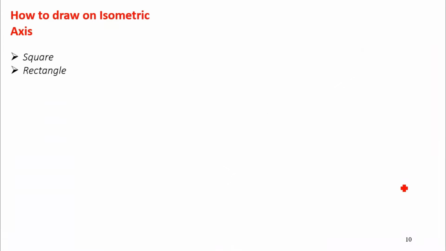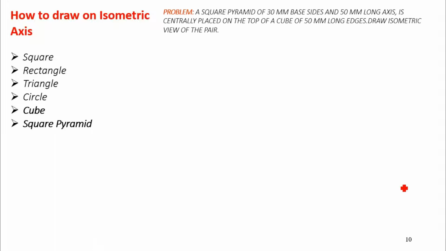So let's see one more object, how we draw a square pyramid on a cube in the isometric axis. I have taken one example with a question. A square pyramid of 30 mm base side and 50 mm long axis is centrally placed on the top of a cube of 50 mm long edges. Draw the isometric view of the pair. Now with this diagram you can learn how to draw the cube, how to draw the square pyramid, as well as how to place one object on the other.